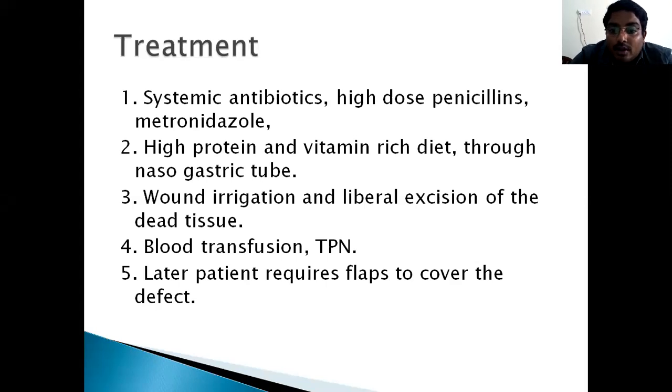Then if it is painful and the patient is unable to take orally, we will go for the nasogastric tube. Then wound irrigation and liberal excision of the dead tissue. Then blood transfusion if needed. Then total parenteral nutrition. Later the patient requires a flap to cover the defect.